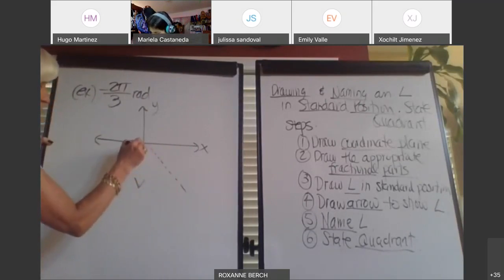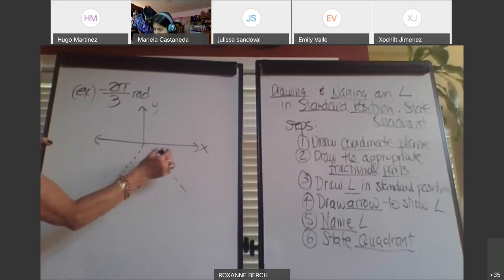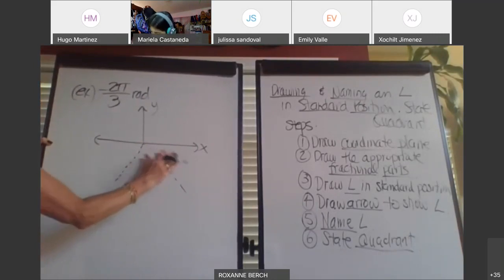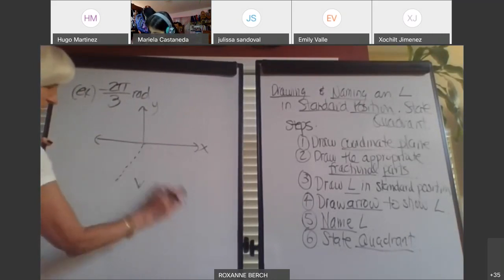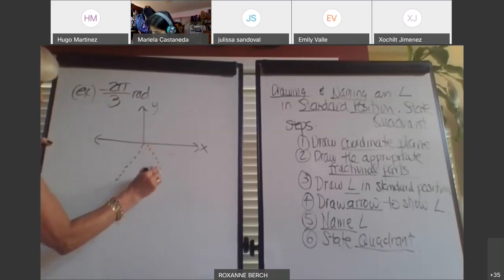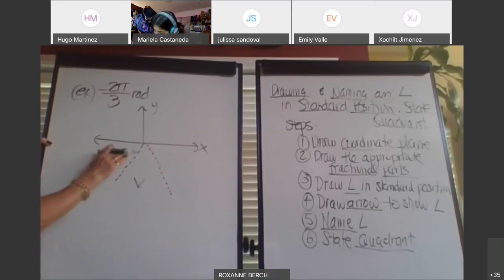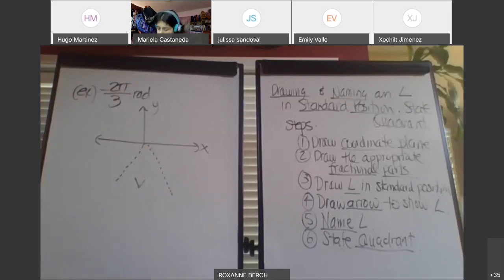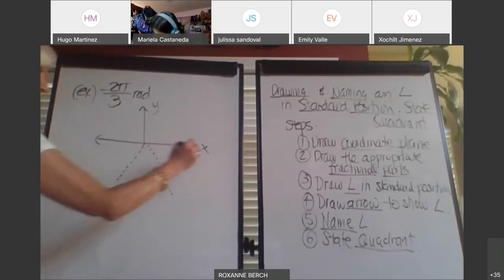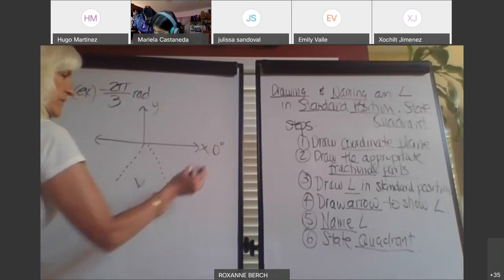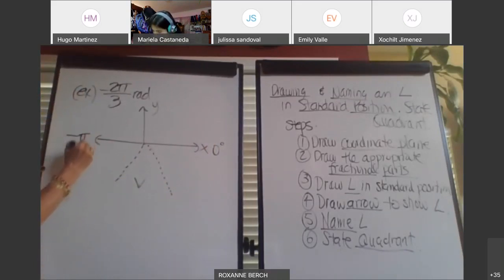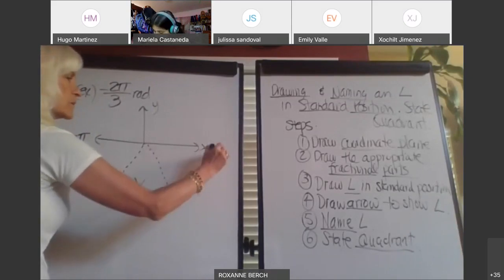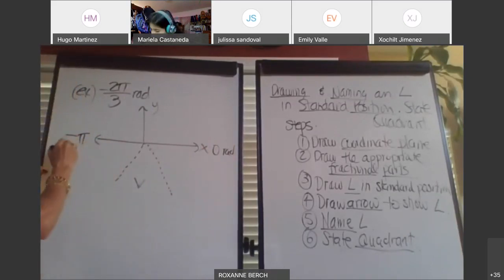So to draw this into equal parts, you want 3 equal parts. You've got to be careful and draw these so it looks like equal parts. Okay. So this would be 0 radians. This would be negative pi radians. Not degrees. Radians.